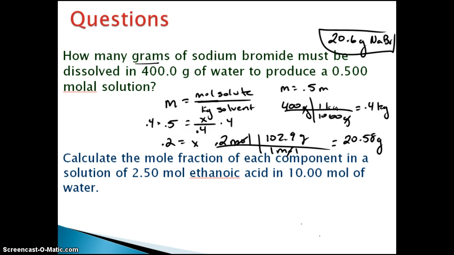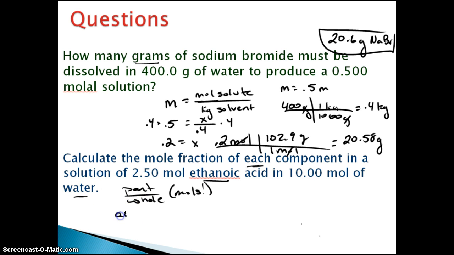And then as we move on to the next question, which is calculate the mole fraction of each component in a solution of 2.5 moles of ethanoic acid in 10 moles of water, then we remember that our mole fraction is essentially like a percent composition. It's the part over the whole with everything measured in moles, because it is the mole fraction. And because we have to do each component, we want one for the solute and one for the solvent. So we have ethanoic acid as our solute and water as our solvent.